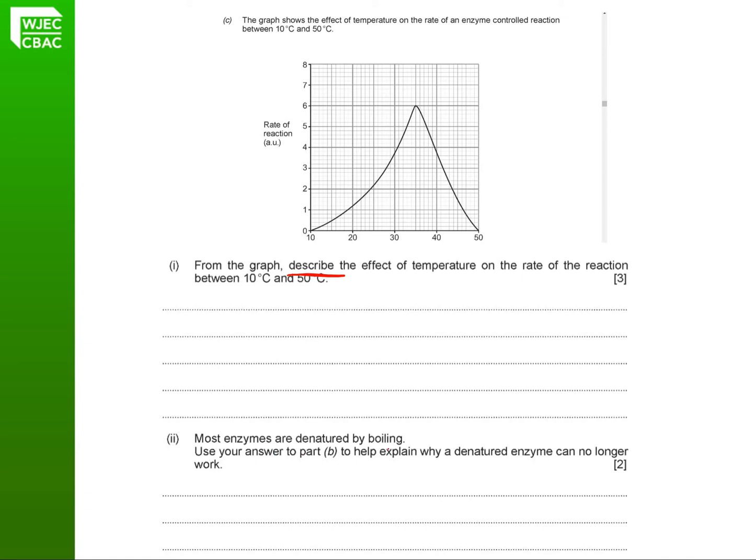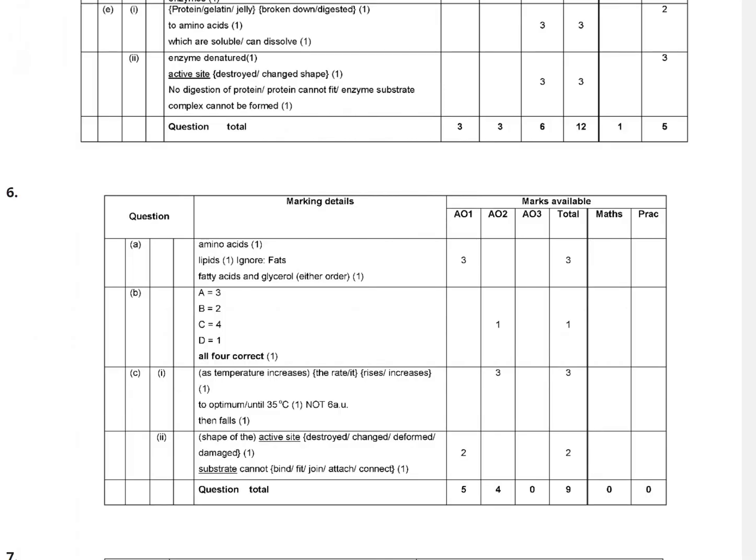Most enzymes are denatured by boiling. Use your answer to part B to explain why a denatured enzyme can no longer work. So again here you would need to say that the shape of the active site has changed, so the substrate can no longer fit into the active site. So the enzyme and the substrate are no longer able to join together.